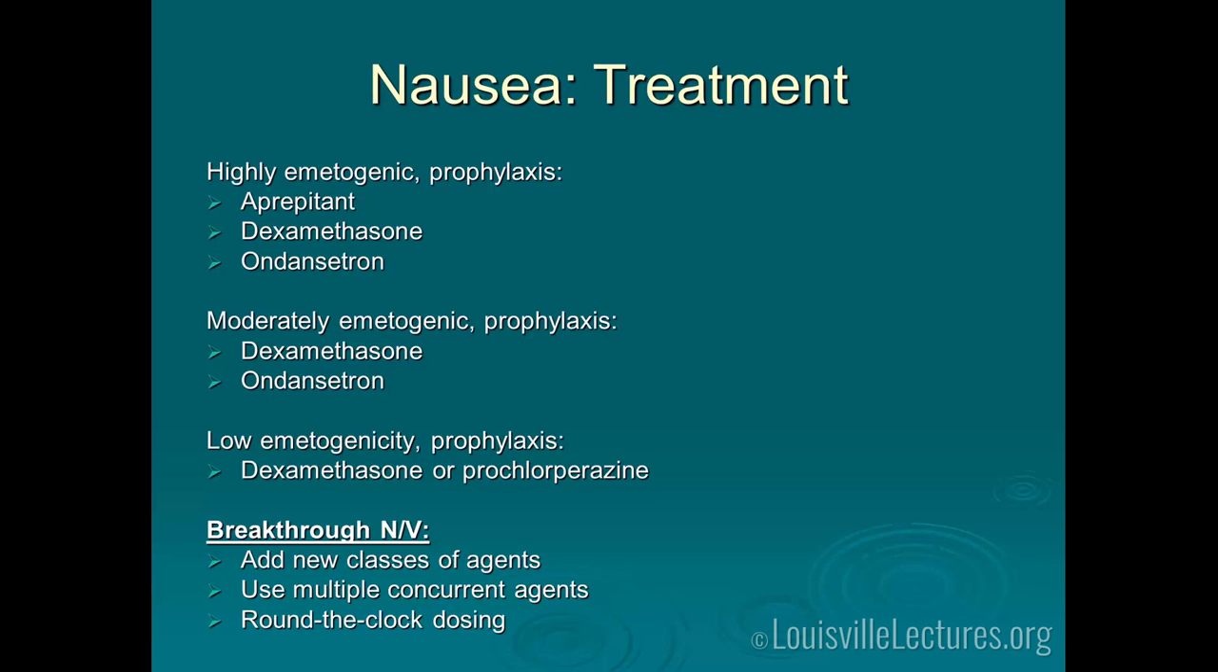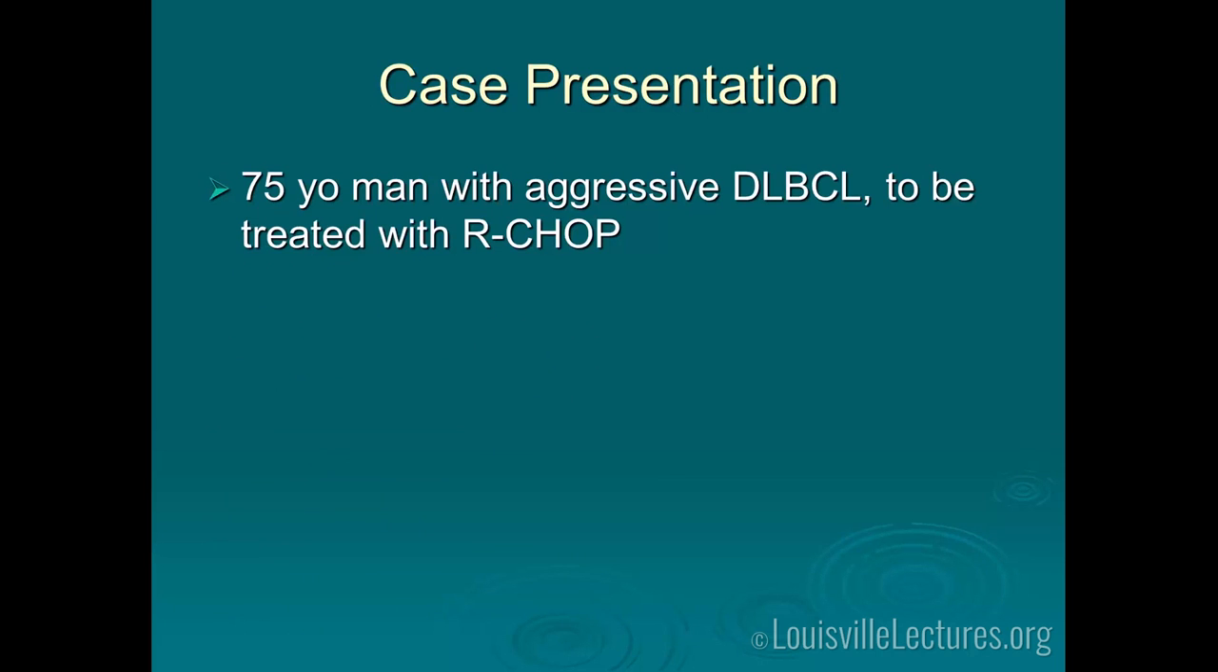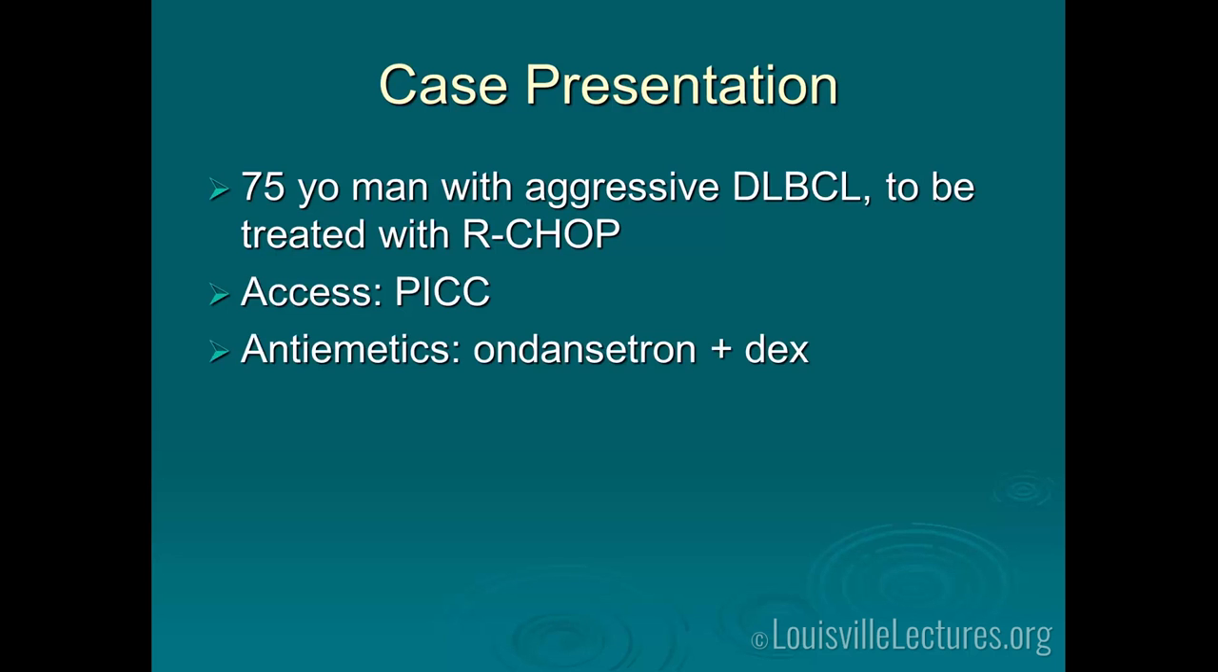If patients get admitted to the hospital under your care for nausea and vomiting after chemo, to be resourceful, you can add a new class of agent that the patient hasn't been treated with. You can use scheduled dosing instead of as-needed dosing, and you can, of course, use more than one agent at a time, trying to balance their different toxicities, such as QT prolongation or potential for causing diarrhea. So this gentleman getting R-CHOP, which I consider to be a moderately emetogenic regimen, and of course I wouldn't expect residents to know that stuff, I gave him ondansetron and dexamethasone, the pretty standard prophylaxis.